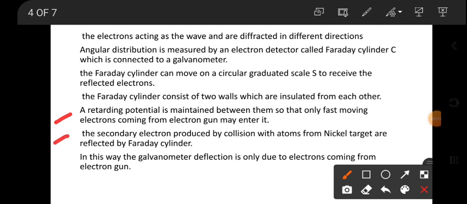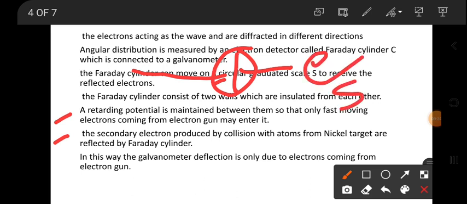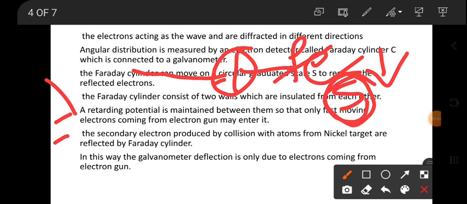Secondary electrons produced by the collision with the atoms from the nickel target are reflected by the Faraday cylinder. Secondary electrons, just as I told you. The beam from the electron gun strikes the nickel target, and inside the nickel target electrons are also produced. Those are called secondary electrons. Their speed is lowered by the retarding potential, so they cannot move fast. Only fast moving electrons may reach the Faraday cylinder, which is also given here.